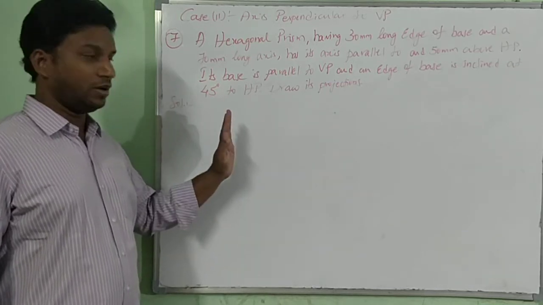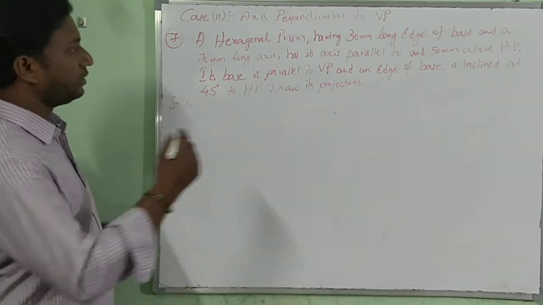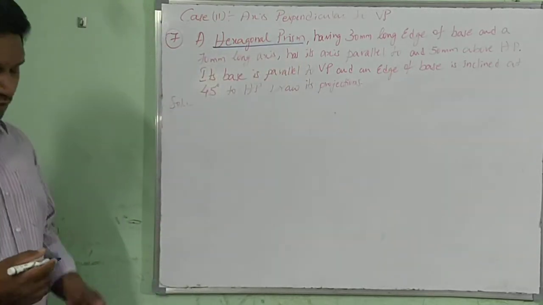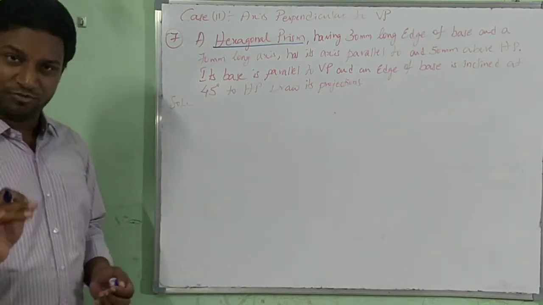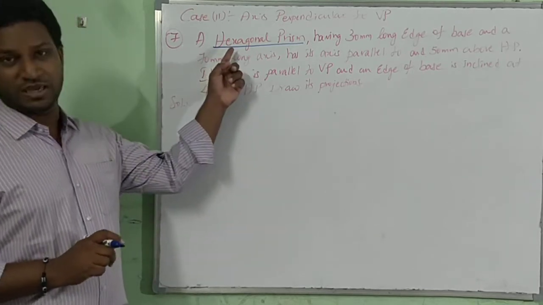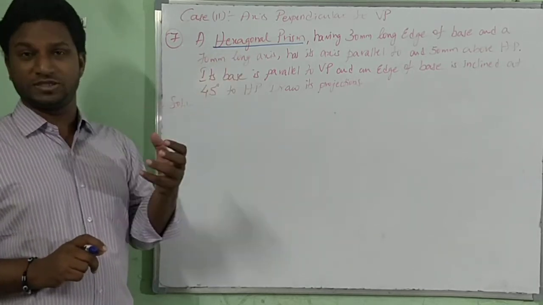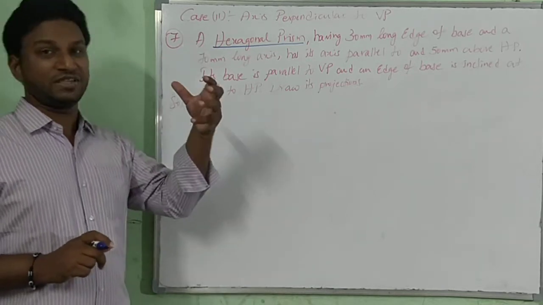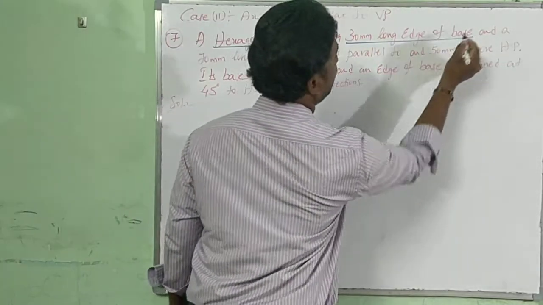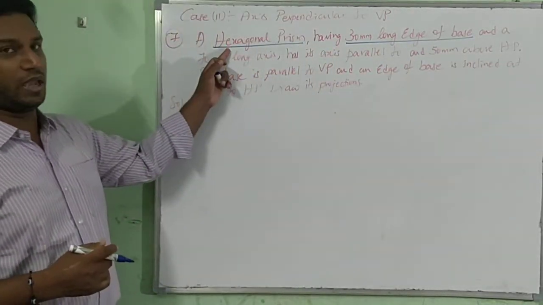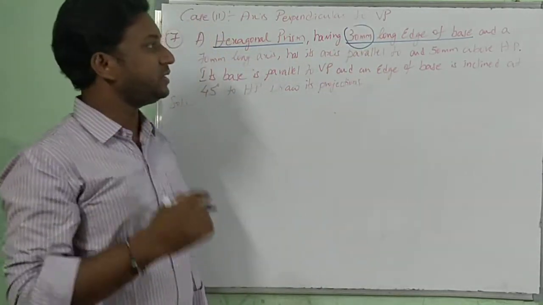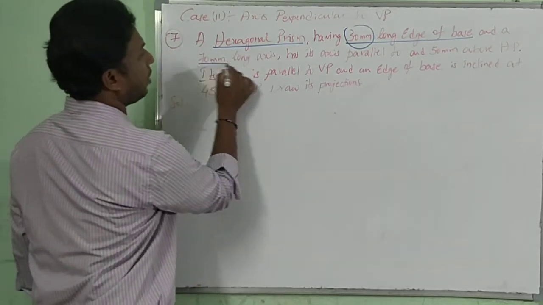Parallel, perpendicular, inclined. So same way here, coming to analyze the question, what's the object given? It is a hexagonal prism. What do you mean by prism? A prism is a kind of polyhedra having two equal bases of which shape? Hexagon shape. From each side of the base of hexagon shape, rectangular faces are raised. That's hexagonal prism. Having 30 mm long edge of base. Base is of what shape? Hexagon. Each side of the base is 30 mm. And a 70 mm long axis.